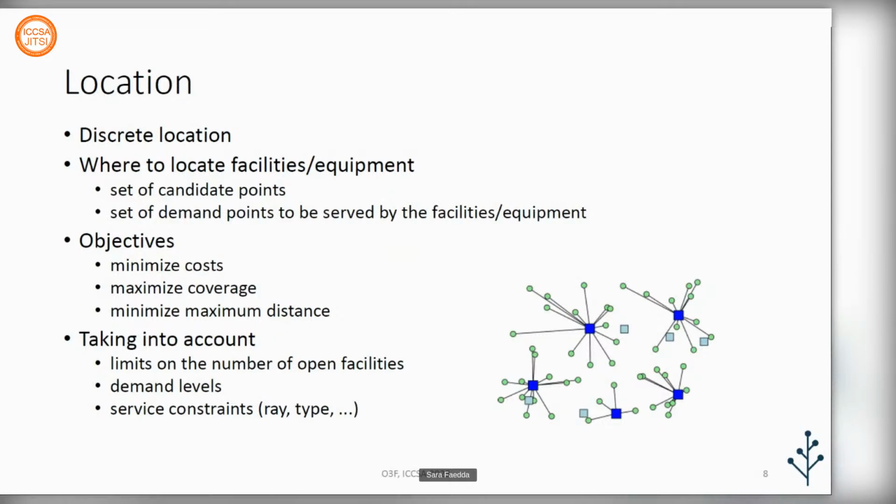we want to decide, from a set of candidate points, which points to choose in order to satisfy some demand. In general, with one or more objectives, or some of them constrained, we want to minimize costs, maximize the coverage, or minimize the maximum distance. And we have to take into account that, for instance, we only have to open a given number of facilities. We want to assure some demand satisfaction levels, and we have other service constraints.